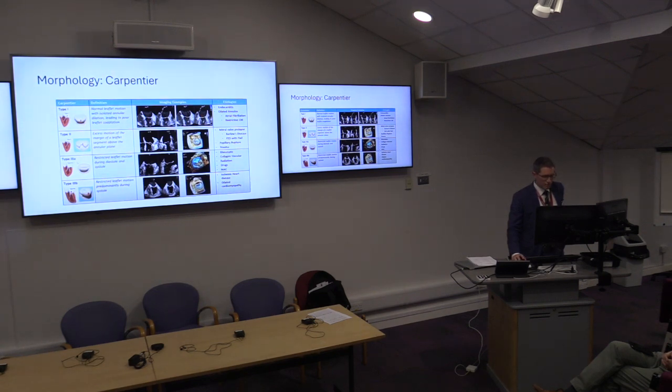Then moving on to type 3A and type 3B. So type 3A, that's where you have restriction in leaflet motion both during diastole and systole. So classically that will be a rheumatic mitral valve. But don't forget other causes. We've been caught out in the past, not that long ago.